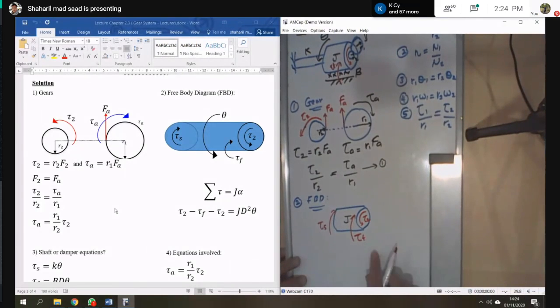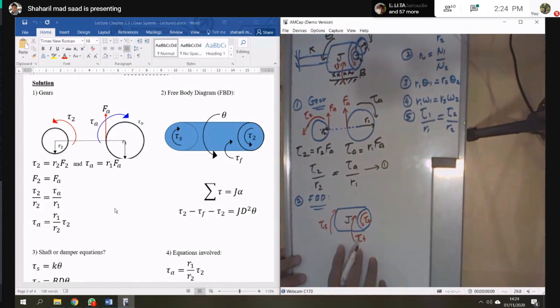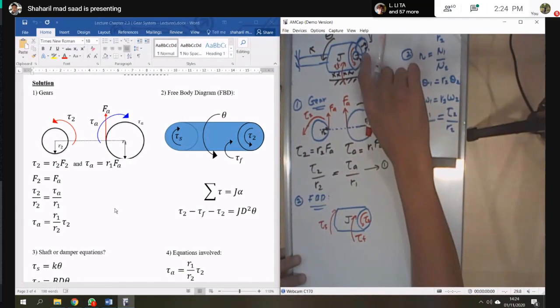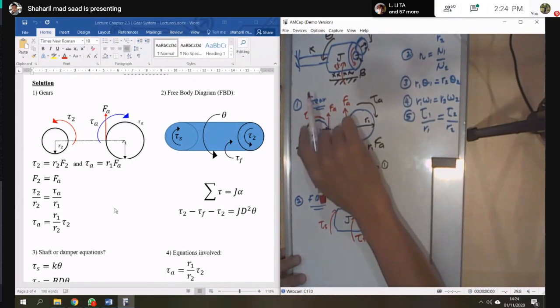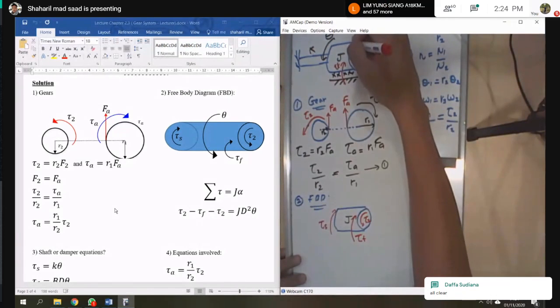Okay, is it clear? Any question that you want to ask? Clear or not? T2 is from the gear, sir. Okay, good. So this one is T2.